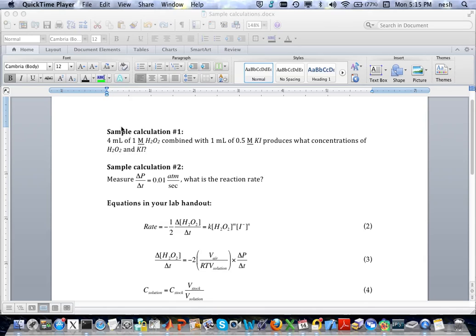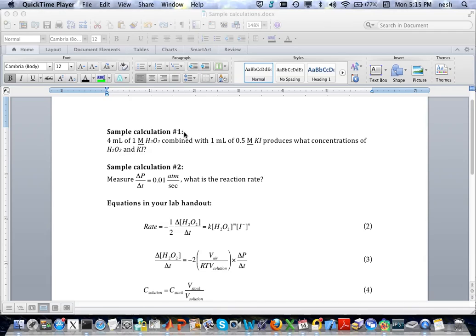I should say at the same time, you should be as familiar with doing these calculations on your calculator as you are in Excel. It's just easier to show it to you in Excel, and in fact, as I hope to convince you, in lab it'll be way more efficient if you are able to do these calculations in Excel. So here's the first sample calculation.